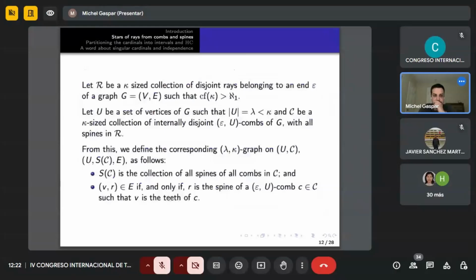Sorry. And then, using these combs, we can define the lambda-kappa graph. So the set that was previously A will be U, and the set S is just the collection of the spines of the combs in C, and we form an edge between v and R if R is the spine of a comb C such that v is in the teeth of C. So this is some ideal combinatorics, some wish that we have.